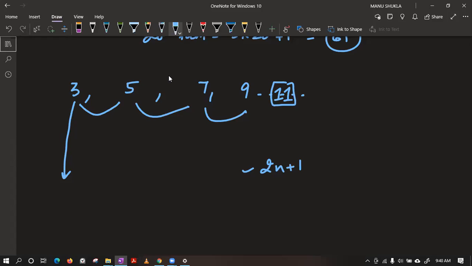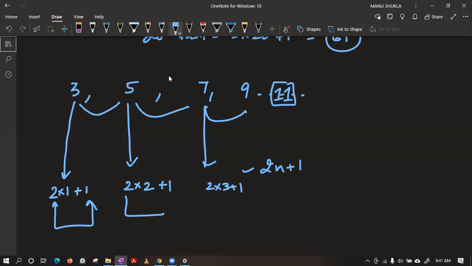Can I write this 3 as 2 into 1 plus 1? Yeah, I can write like that. Similarly, I have to check for the next 3, 4 terms. Don't give the answer from one term only. Try to observe the 4 terms so that you are clear about the formula. The next one is 2 into 2 plus 1. Then you have 2 into 3 plus 1. It is very well working in the formula. So you can see 2 is same, 1 is same in all the terms. Only this is changing, which is your natural numbers.